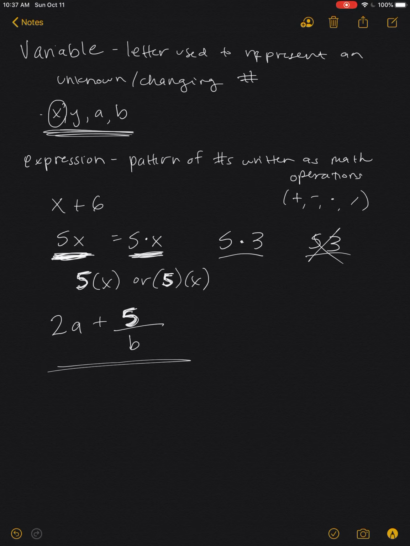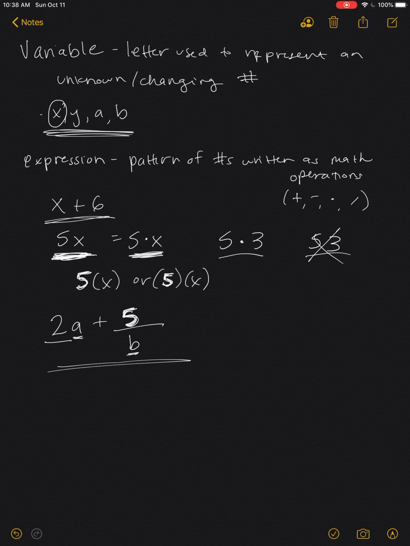Right, so this is an expression, it's a pattern. The pattern here is that we're always adding 6, or we're always multiplying 5, or we're always multiplying this variable by 2 and then adding it to 5 divided by our other variable, right? So it's a pattern. You're doing the same thing consistently all the time to a number, even though you don't know what that number is yet.